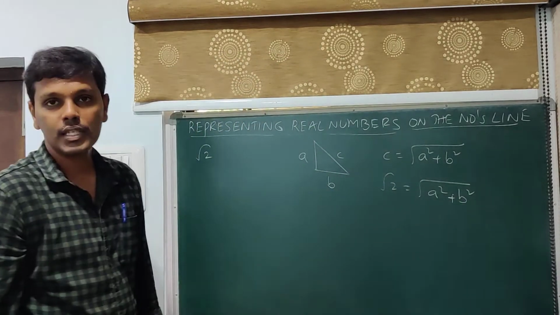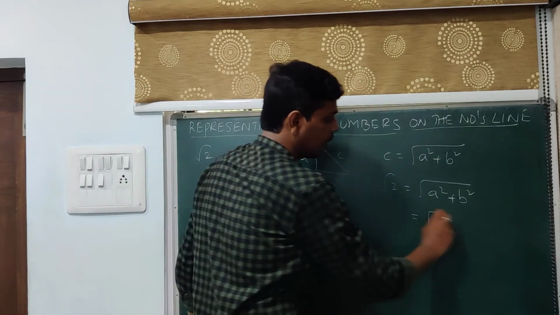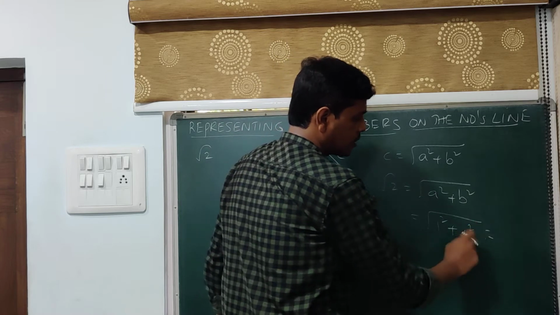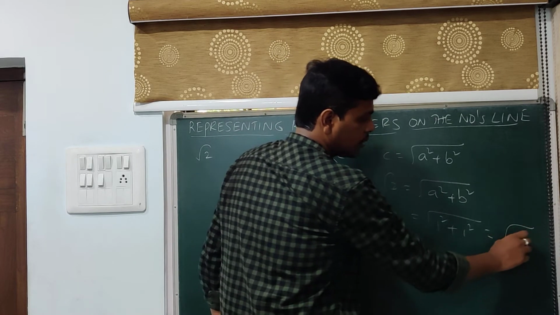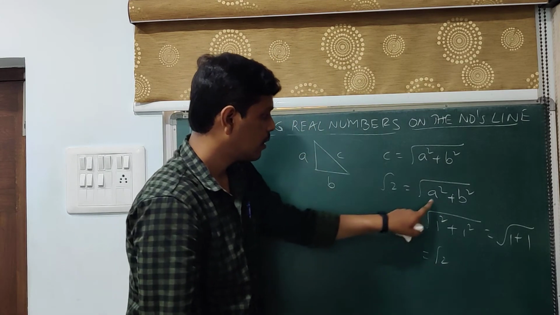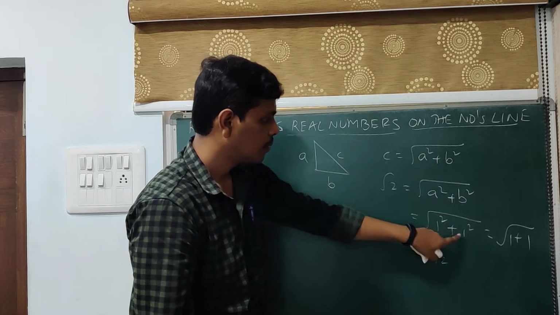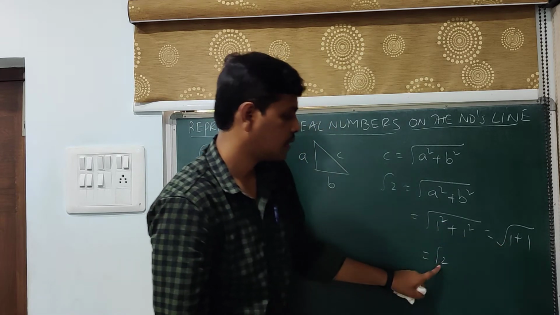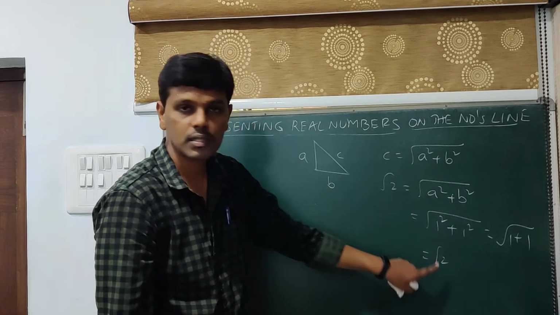If C is root 2, then what should be A and B, so that this entire value becomes root 2? Suppose A is 1, B is 1. What happens? 1 square is 1 and 1 square is 1, 1 plus 1, root 2. Yes. A is 1, B is 1. So 1 square plus 1 square, 1 plus 1, that is root 2. So may I say that both of them are the same?